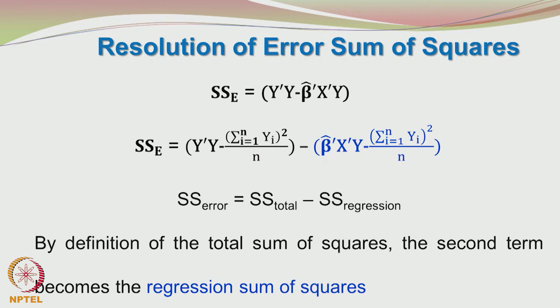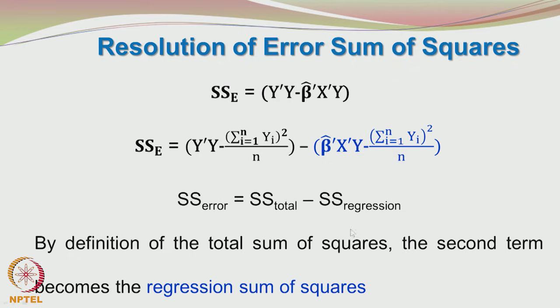So, how do we find that? We subtract beta hat prime X prime y from y prime y. This can also be written as shown here, and the first term in the bracket refers to the total sum of squares, and the second term in the brackets is the regression sum of squares.